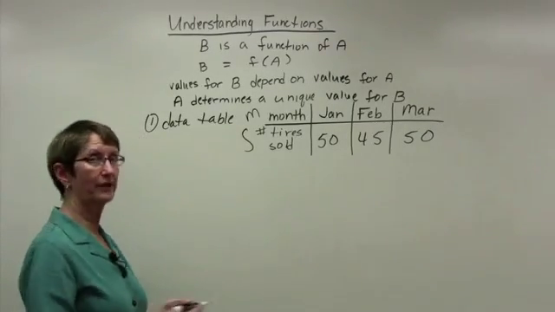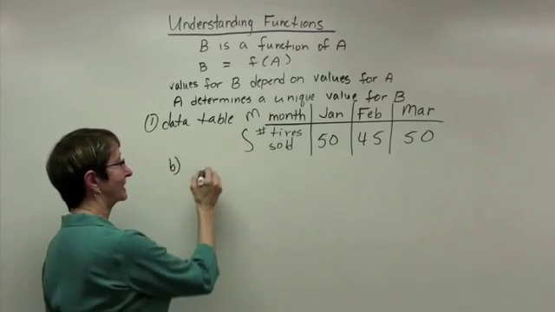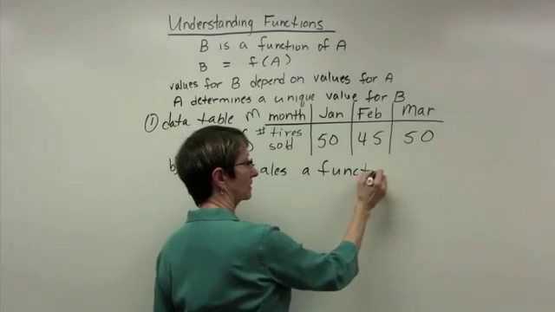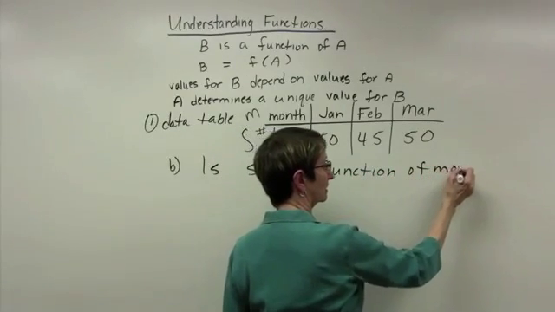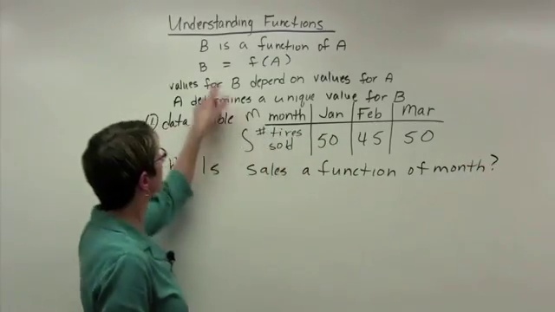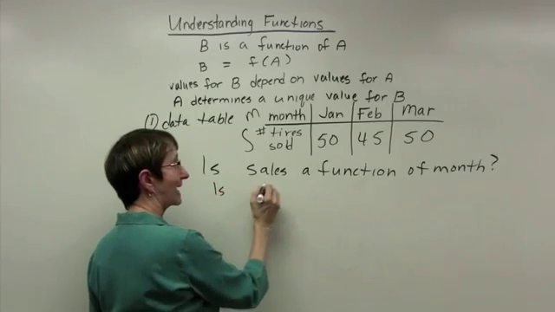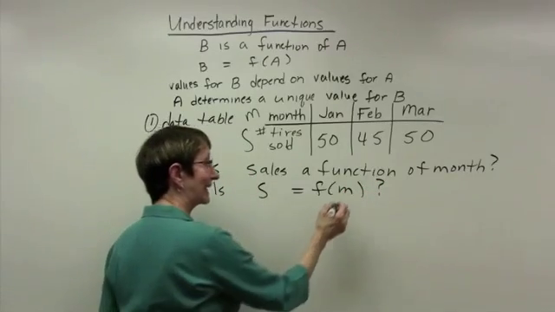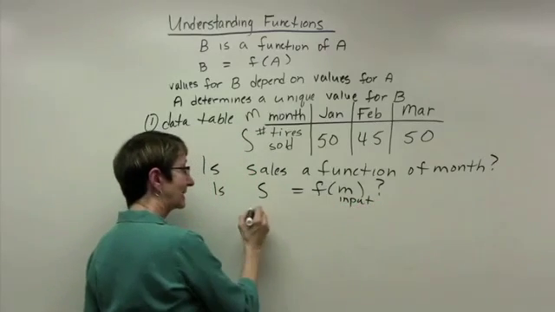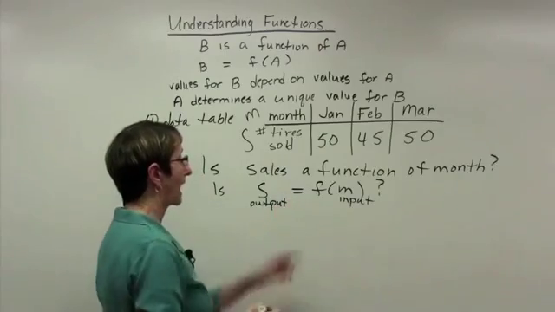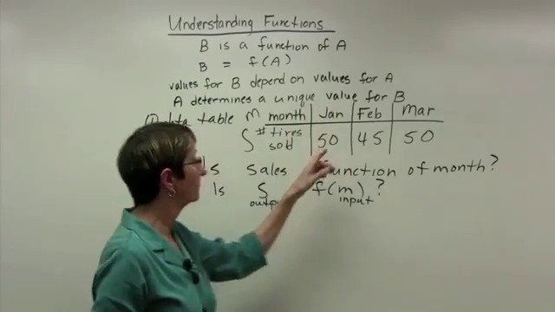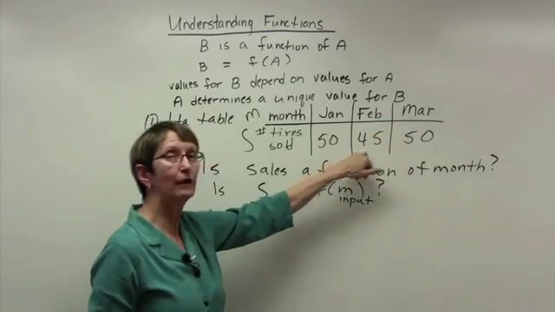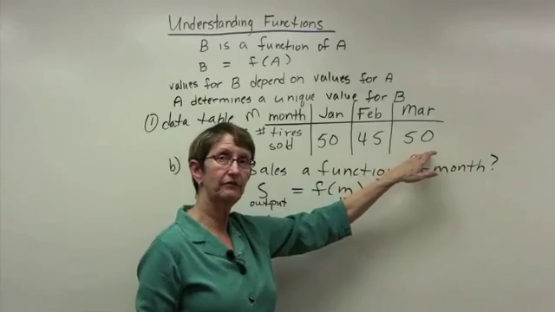Now we're going to look at this from the other direction. Part B, we'll decide, is sales a function of month? Or in the shortcut notation for a function, is S equal to f of M? So this time M is our input, S is the output. I put in a month, I put in January, I get out 50 for the number of tires sold. I put in February, I get out 45. I put in March, I get out 50.